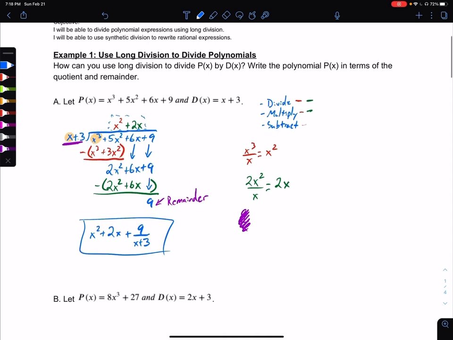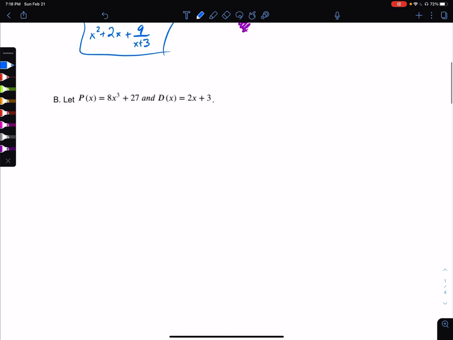So let's take a look at example B, where p of x is equal to 8x cubed plus 27, and we are dividing by d of x, which is 2x plus 3. So the 2x plus 3 is going to go outside of our division. Now, if I'm looking at this 8x cubed plus 27, I go from a degree of 3 to a degree of 0. That is an issue when you're doing long division. So I need to fill in all the missing pieces. I need an x squared, I need an x, and then I can have that 27.